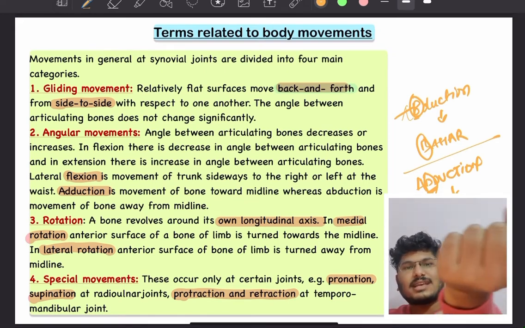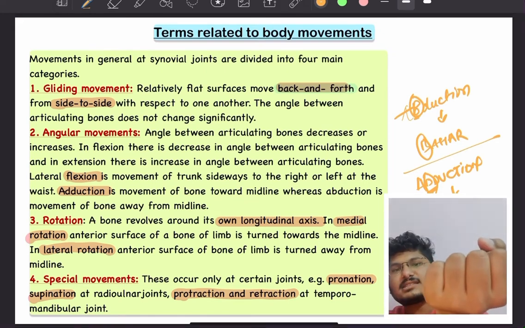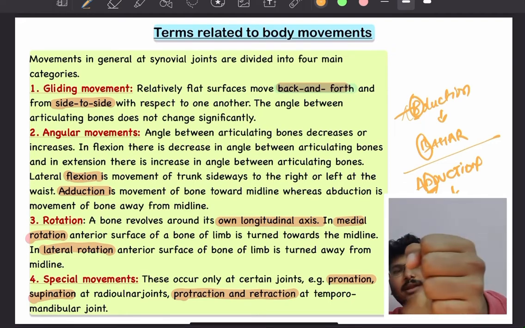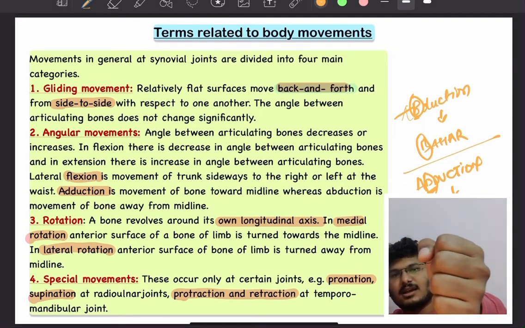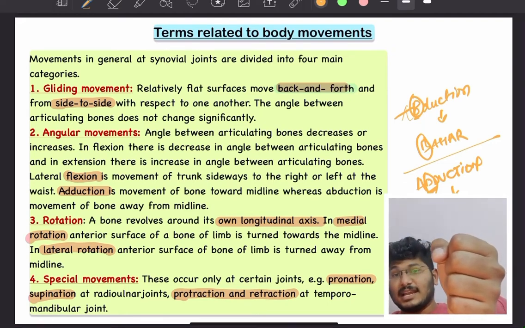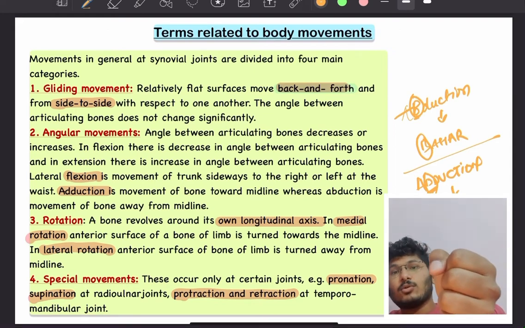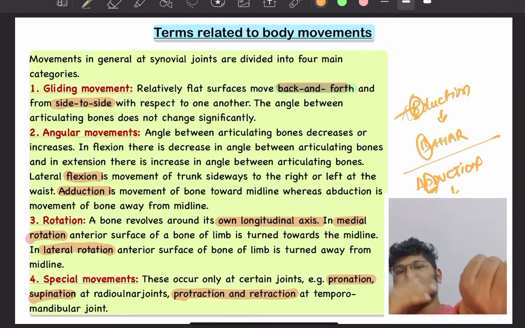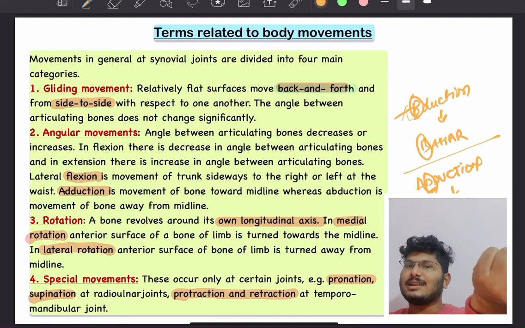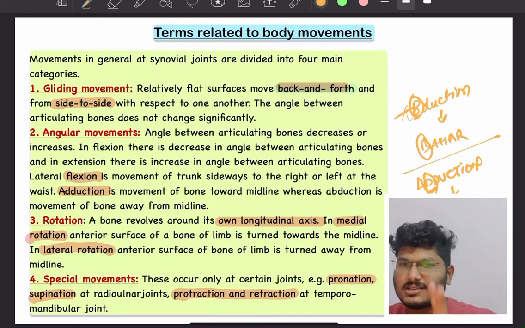So here what's happening? The anterior surface is coming towards my midline in medial rotation, and this anterior surface of the bone is going away from the midline in lateral rotation. So these are 2 rotations, medial and lateral rotation, that need to be understood.